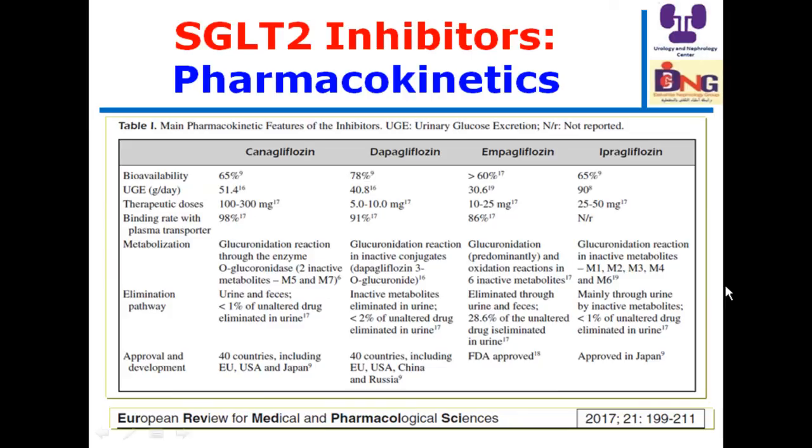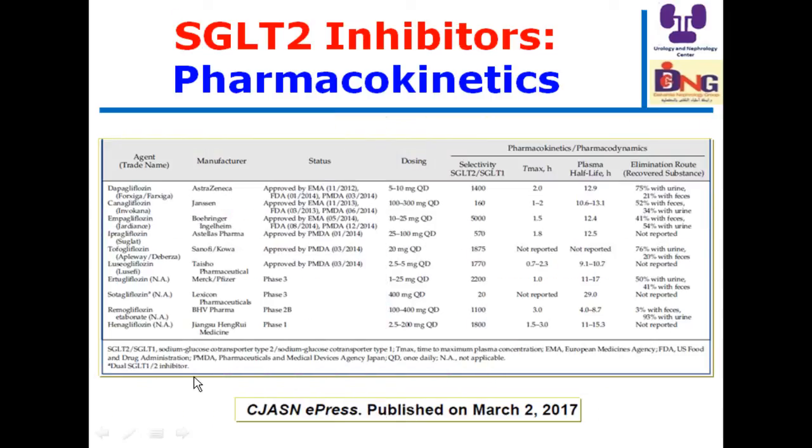Regarding pharmacokinetics, this table shows the different pharmacokinetic parameters for canagliflozin, dapagliflozin, and empagliflozin regarding bioavailability, which means the percentage of drug that reaches systemic circulation, therapeutic dosages, binding, metabolization, elimination, approval, and development. This table adds to the previous one the name of the manufacturer. Dapagliflozin is produced by AstraZeneca, canagliflozin by Janssen, empagliflozin by Boehringer, ipragliflozin by Astellas, and this is the status of approval, the dosages of each one of these drug members, and selectivity to sodium glucose cotransporter 2 versus 1.